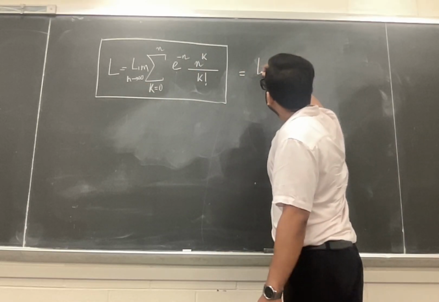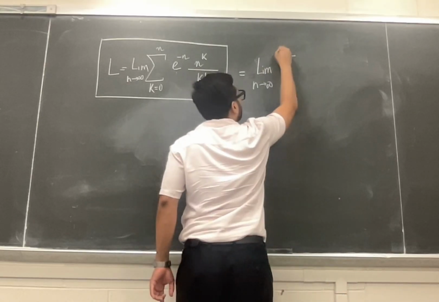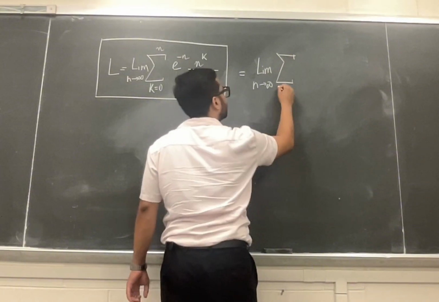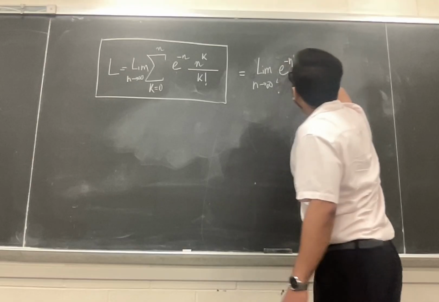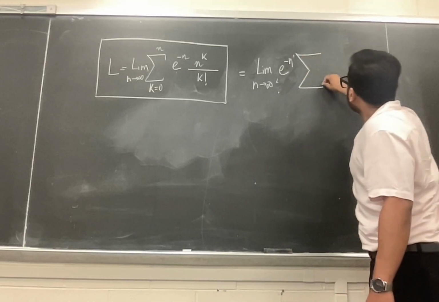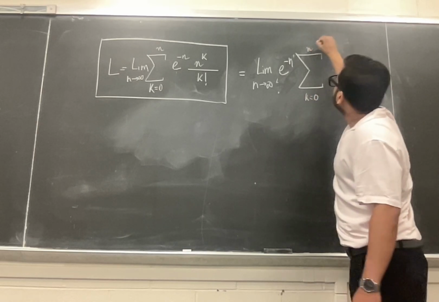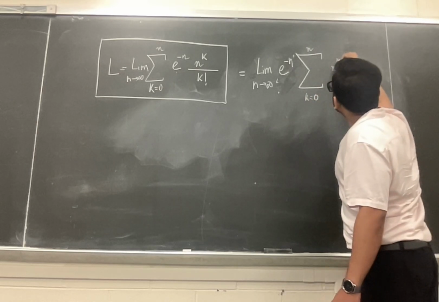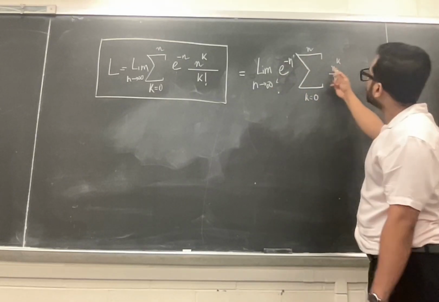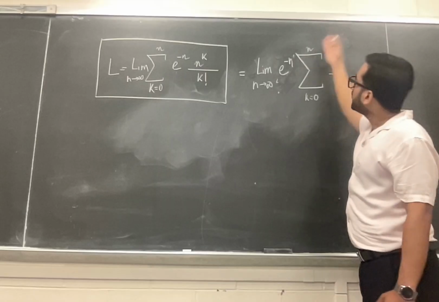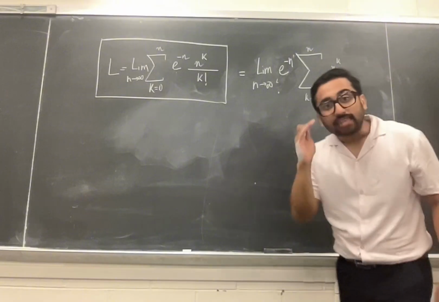So you are thinking of something like this. You're thinking of limit n tends to infinity of the summation, where you take the e to the power minus n outside and you have a summation here which goes from k from 0 to n to the power k by k factorial. And you can think that, okay, limit n tends to infinity, this goes to e to the power n and e to the power n and e to the power minus n get cancelled out. But that's not going to happen here.